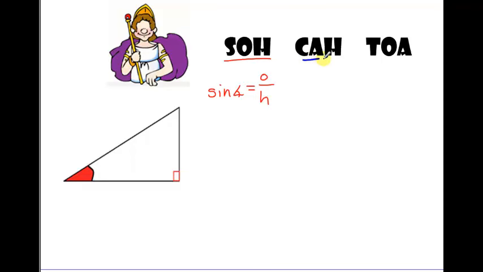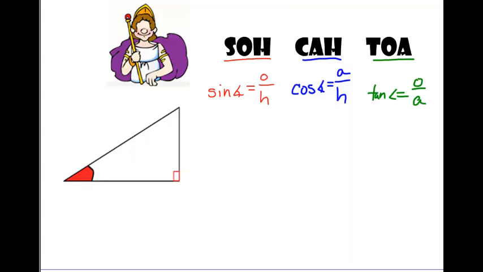Now CAH, her middle name, is to help you remember that the cosine of the angle is equal to the adjacent over the hypotenuse. So CAH means cosine is adjacent over hypotenuse. And then the last one, tangent. The tangent ratio is the tangent of the angle is equal to the opposite over the adjacent. Sokotoa is to help you keep those formulas straight.